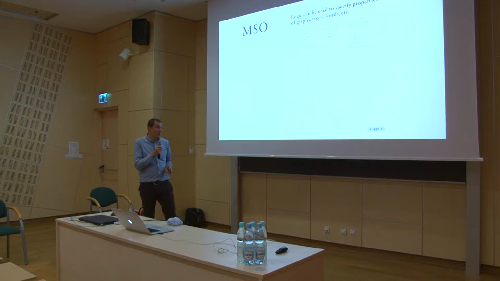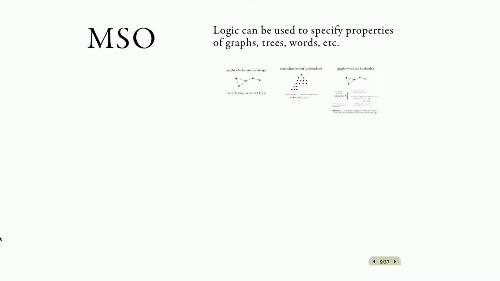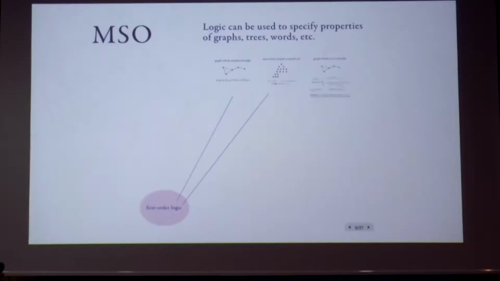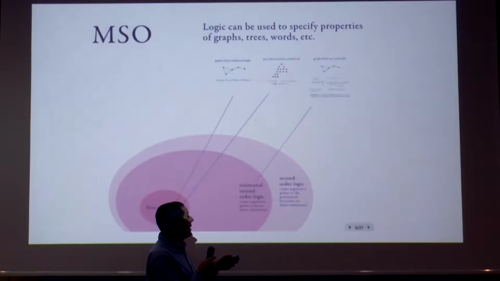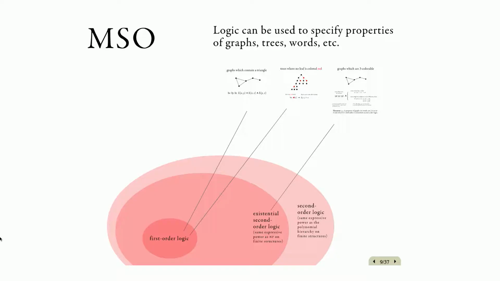In my talk, I will be interested mainly in MSO. Okay? So let me draw the picture of the logics that are involved. You have first order logic. You can extend it to existential second order logic as in Fagin's theorem. So you're allowed to quantify existentially over sets of pairs or triples or single elements. And then by Fagin's theorem, it corresponds to NP. Then you have full second order logic, where the quantification over sets of pairs or triples is not necessarily existential. This is equivalent to the polynomial hierarchy.